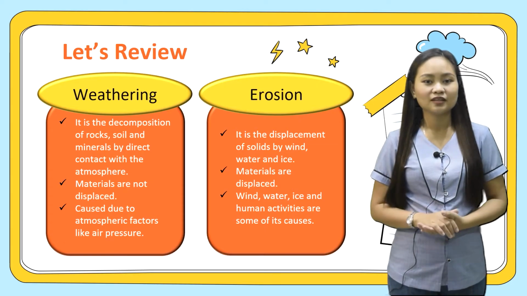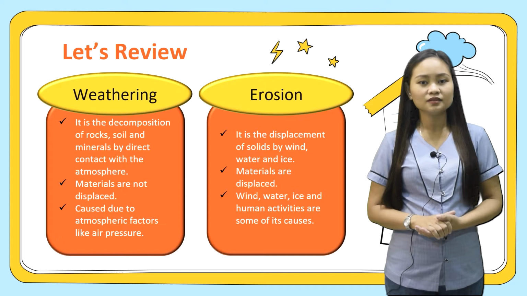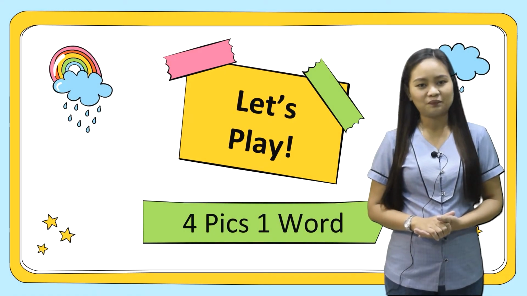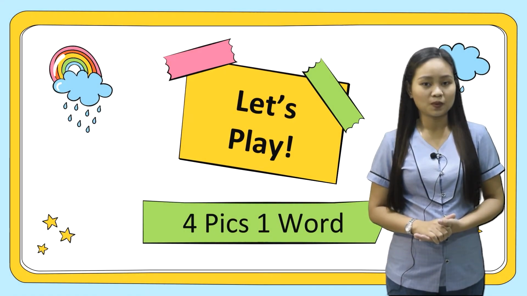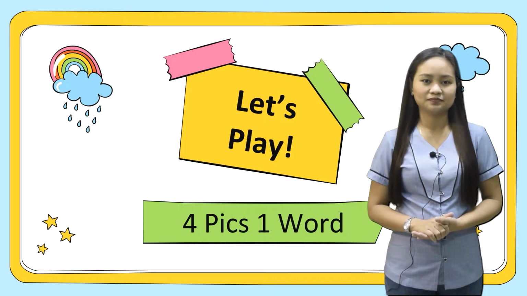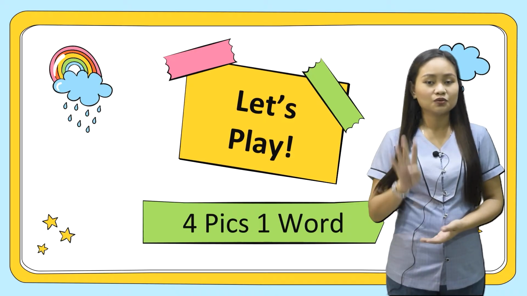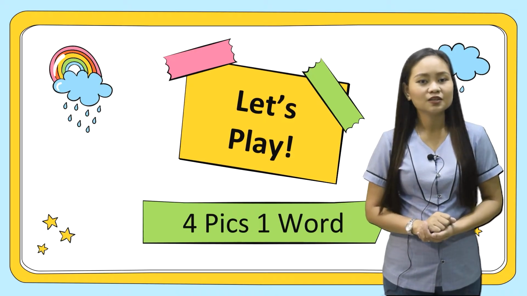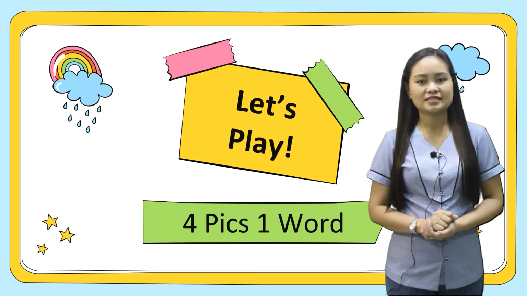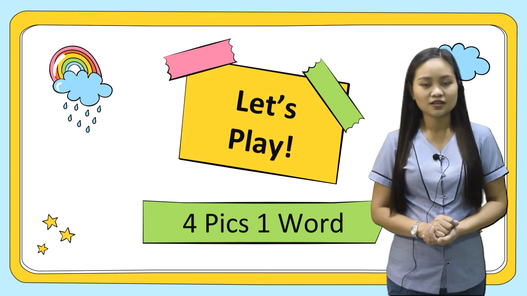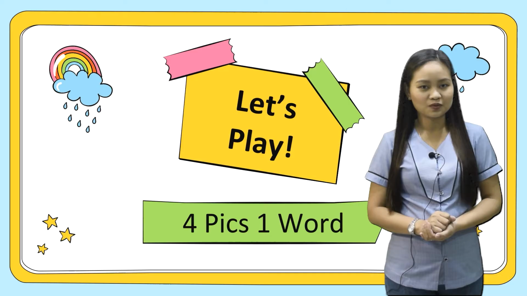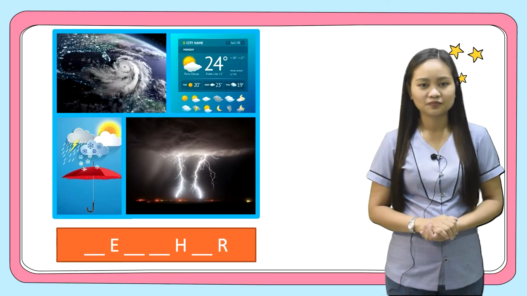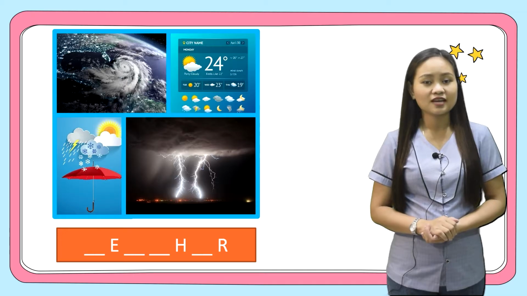Now that you have already learned about weathering and erosion, let us have a game. Do you know the game 4 Pics 1 Word? I will show you 4 pictures, and then you will guess the word the pictures mean. You may use the given letters as a clue. Are you ready? Let us start with this one. What do you think is the answer here?